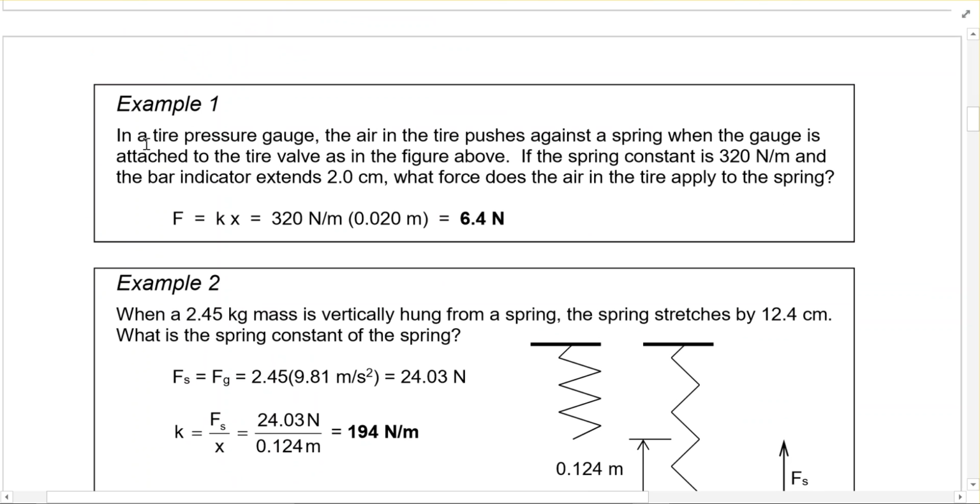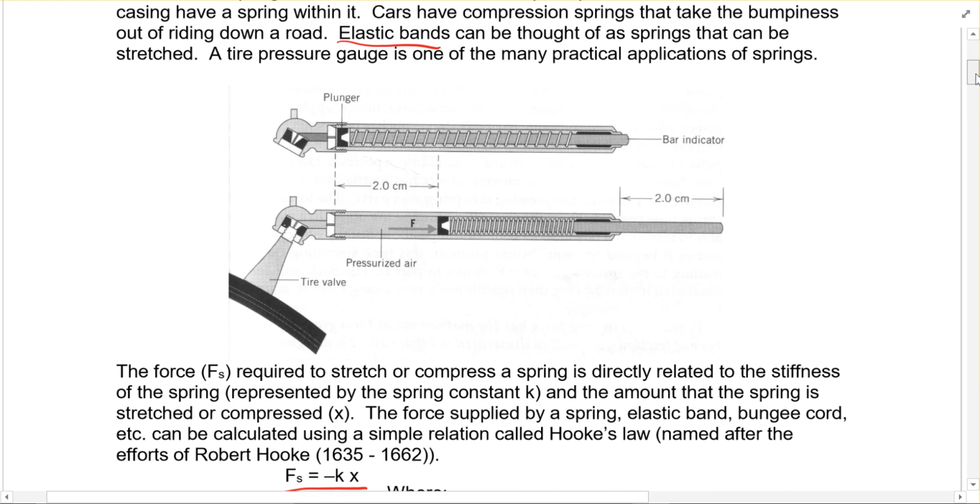Okay, so these are pretty straightforward. So in a tire pressure gauge, the air in the tire pushes against the spring when the gauge is attached to the tire valve, as in the figure above. That's talking about this figure. So you can see that as you put pressure in here, it squashes this spring, and then the bar indicator sticks out more.